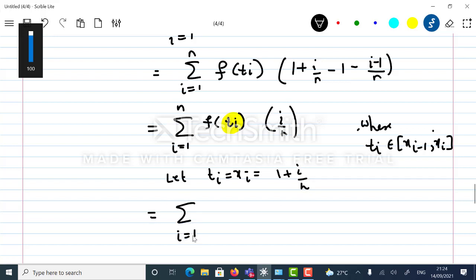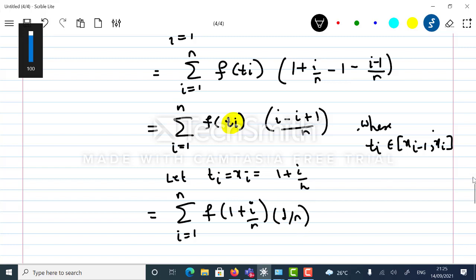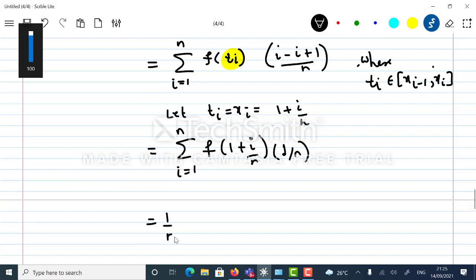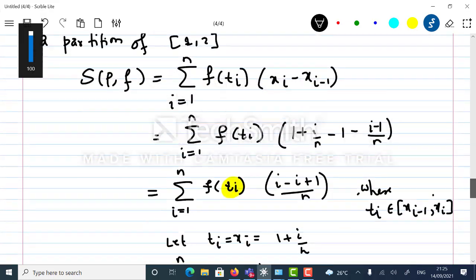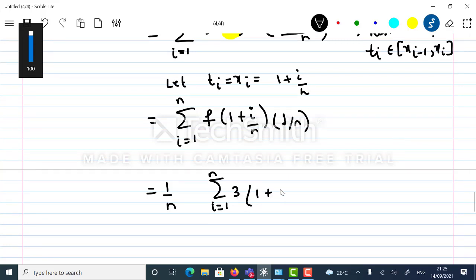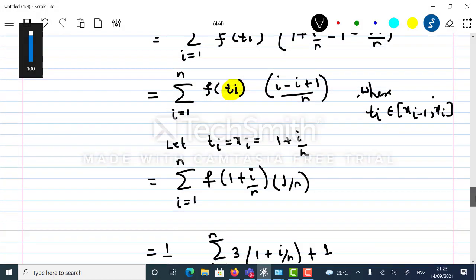So this is equivalent to saying the summation i goes from 1 to n of f at 1 + i/n, times, it is not i upon n, let me write down this, i minus (i-1) upon n. Yes, it will be 1 by n, correct. This 1 by n is anyway constant. What is f? f(x) is 3x + 1, so f(t) is 3 times (1 + i/n) plus 1. Correct?